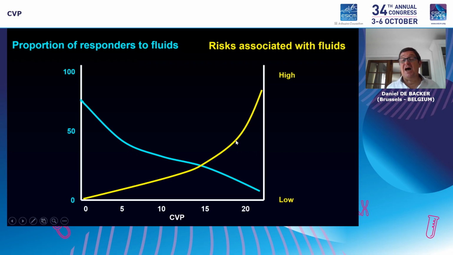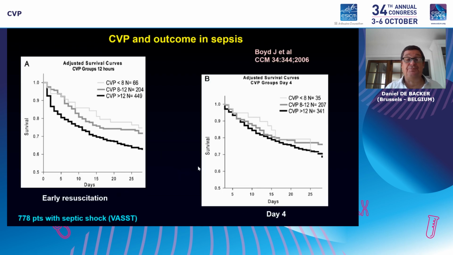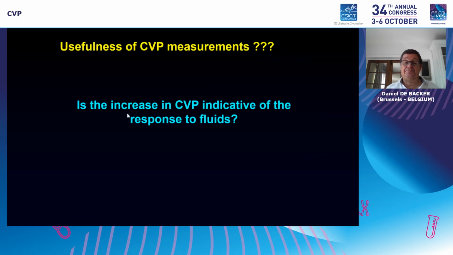However, when CVP is high, it's just the reverse. The risk associated with fluid is very high, and on the other hand, the responders are very few. So I should avoid giving fluid, because even if they respond to fluid, the risks are too high. And of course, in between, I have to use something else to try to predict the response to fluids. Also, I know that reaching relatively low values of CVP between 8 and 12 is not associated with an increased outcome. It is when I reach higher values that it is associated with an increased outcome.